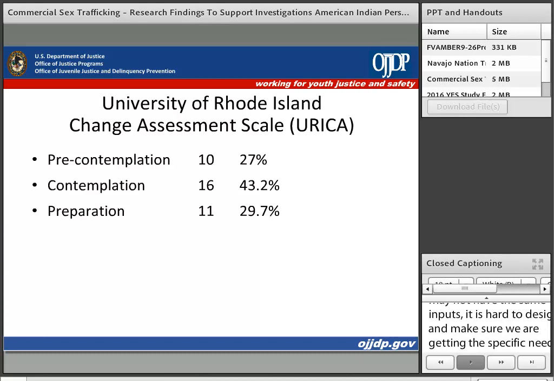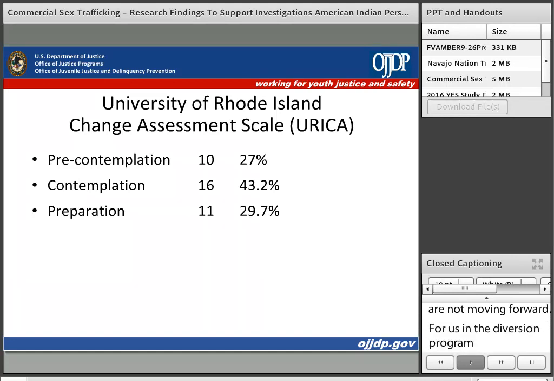these specific needs. So there's another questionnaire we use, which we really like, called the URICA, and it's about change and readiness to change. And we found that the majority of the clients were in the contemplation stage, and that is that they're aware that there's a problem happening in their life, but they don't know how to move forward yet. So they're thinking about it, but they're not moving forward.